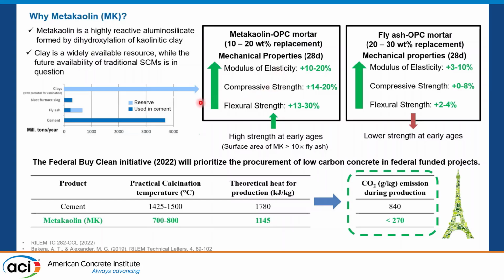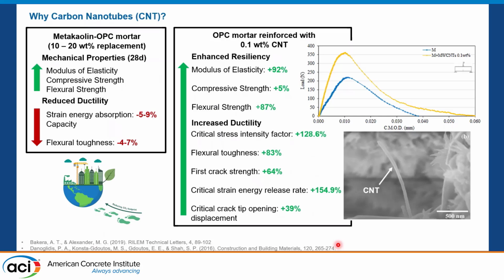Another important thing to notice is the availability of clays. They are widely available, whereas other traditional supplementary cementitious materials are not available, mainly because they are secondary products and their availability in future is in question. Not only that, metakaolin also helps us bring down the CO2 footprint of concrete when it's included in the cementitious matrix to replace cement. Here in the table, we can see that the calcination temperature of metakaolin is half of that of cement, which reduces the theoretical heat required for production, which in turn results in a 1/3 reduction of CO2 emission during production.